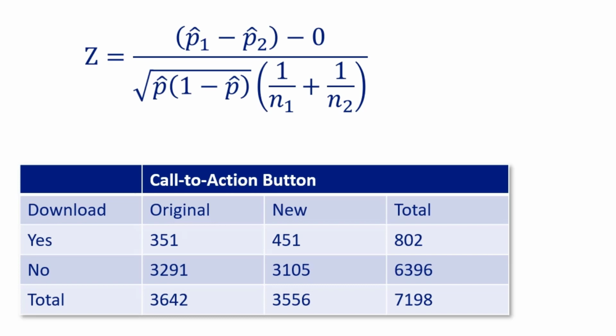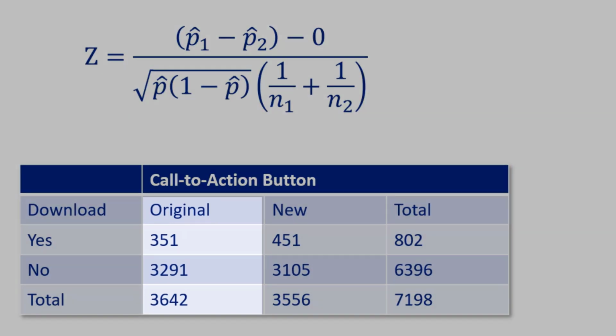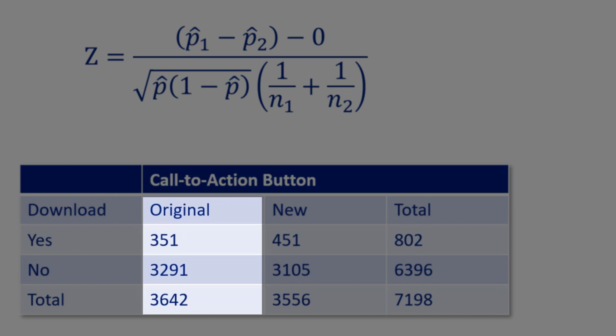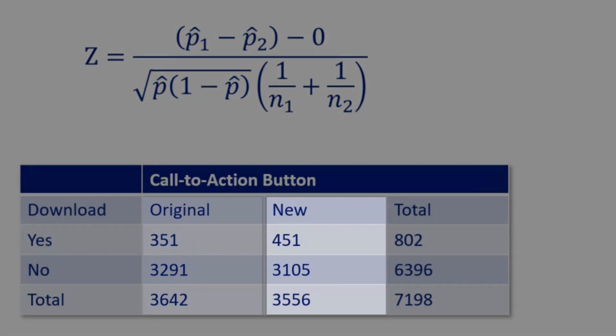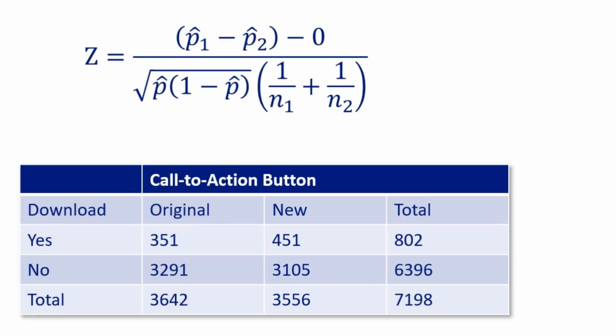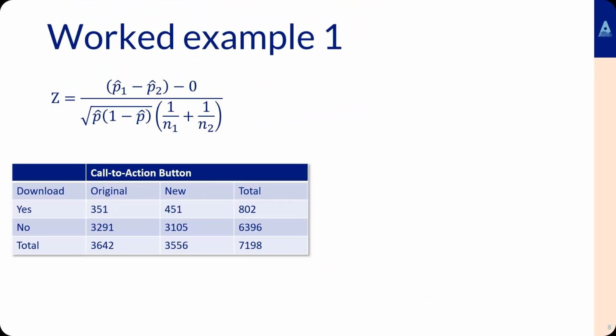So we look at the data before doing any calculation. We can see that the original button has about 350 out of 3,600 presses result in a download, and the new button has 451 downloads out of 3,556. So anecdotally, you might guess that the original button is slightly less effective than the new button. So let's calculate our Z-score and see the proportion for the new button, the yeses for the new button and the yeses for the original button in different proportions.